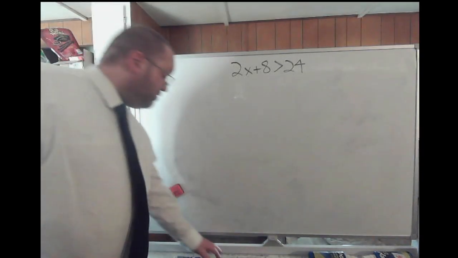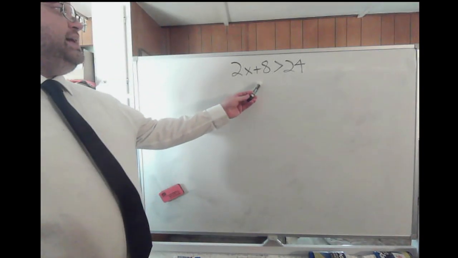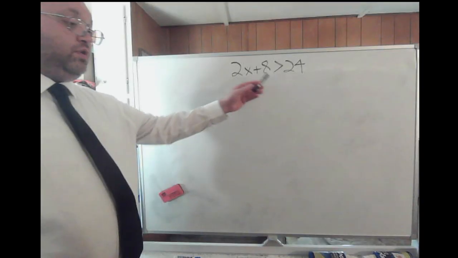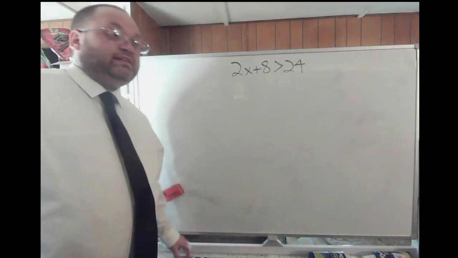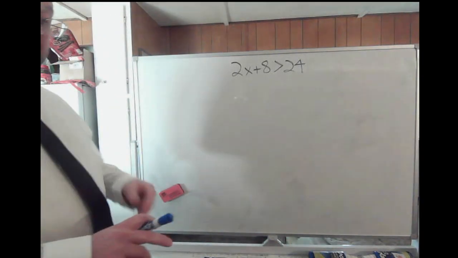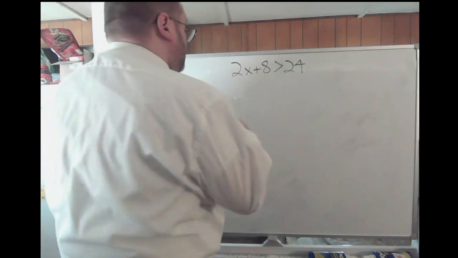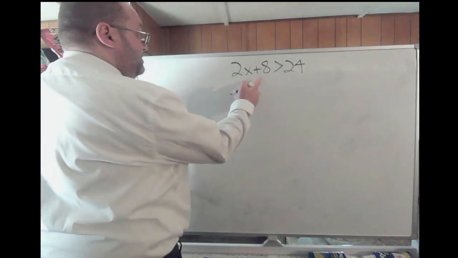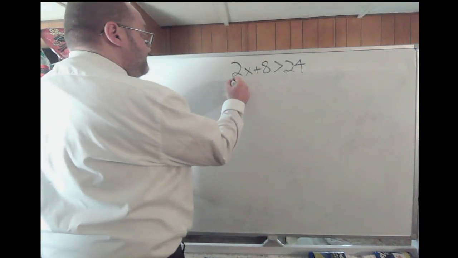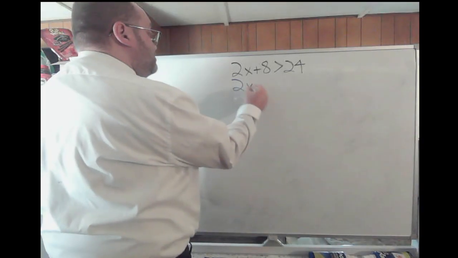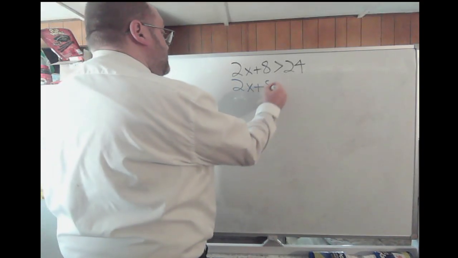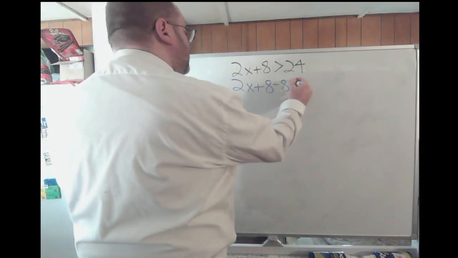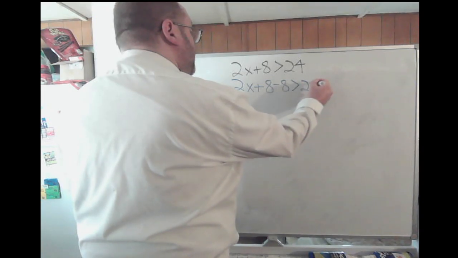So here we have 2x plus 8, that's greater than 24. Well, basically you're going to solve these like you would a multi-step equation. We have 2x plus 8 on the left, we want to get 2x by itself. So we have plus 8, we got to do minus 8. But of course what you do to one side, you got to do to the other.